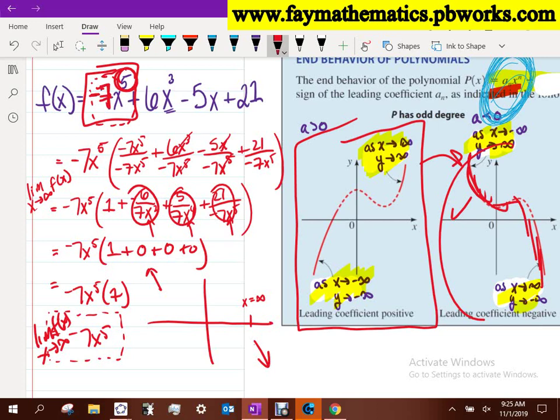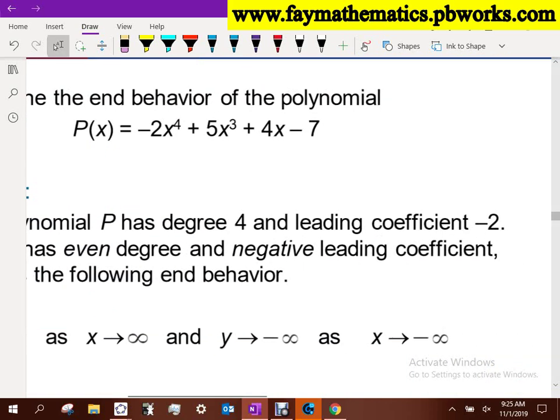So the idea is, no matter how big your polynomial is, we don't care about the 6x to the 3rd minus 5x plus 21, because that's chump change in regards to my y value when I first evaluate with the negative 7x to the 5th. Now, as we get closer and closer to 0, obviously that changes, and those other terms become more important. When x is huge, those extra terms are meaningless. So all we need to do is pay attention to that leading term.